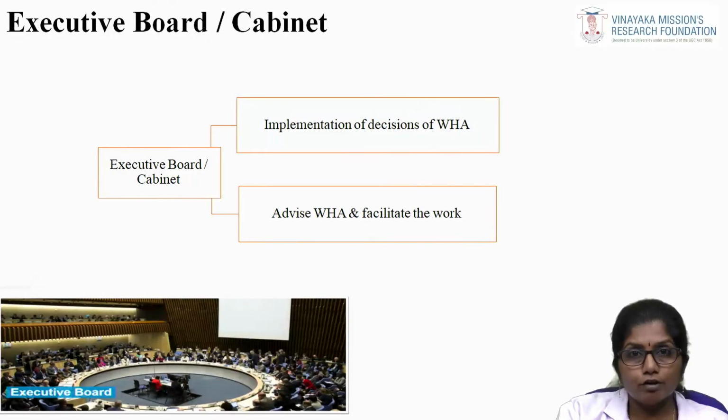Moving on to the next level of WHO structure is the Executive Board. Though the governance takes place through the World Health Assembly, which is the supreme decision-making body, the Executive Board is the one that gives effect to the decisions and the policies of the World Health Assembly. Members of this board are to be technically qualified in the field of health. The Director General is appointed by the World Health Assembly only on the nomination of the Executive Board. Thus, the Executive Board, or the Cabinet, implements the decisions of the World Health Assembly, advises the World Health Assembly, and also facilitates its work.